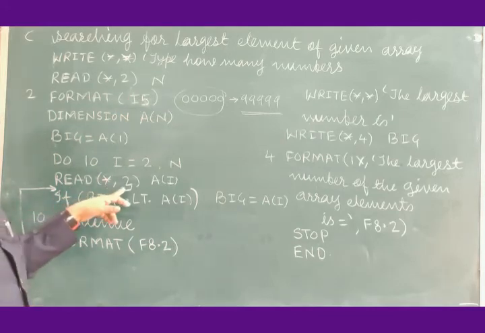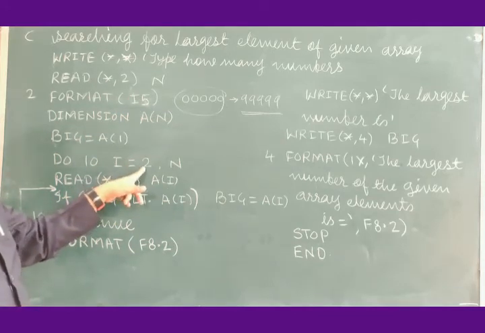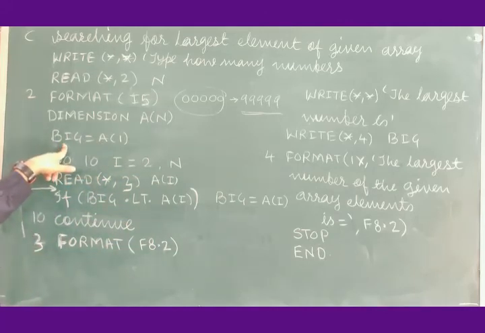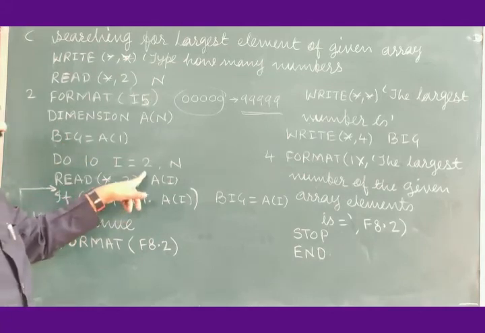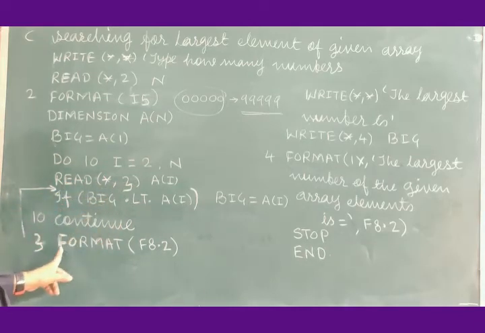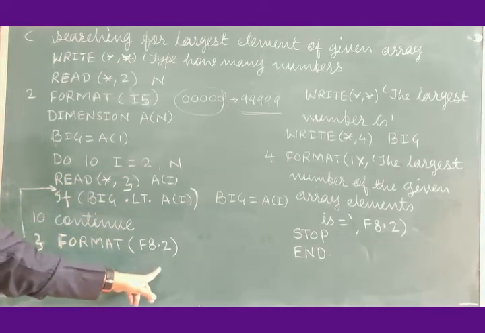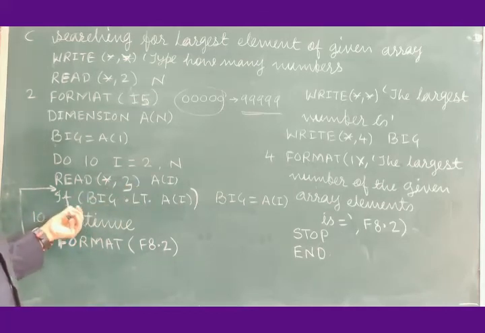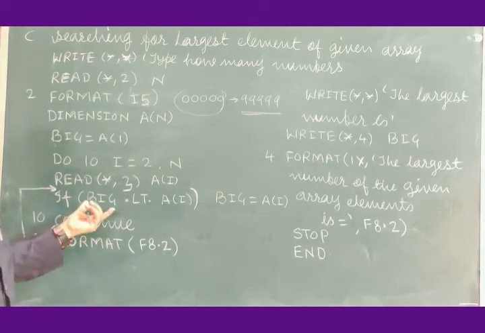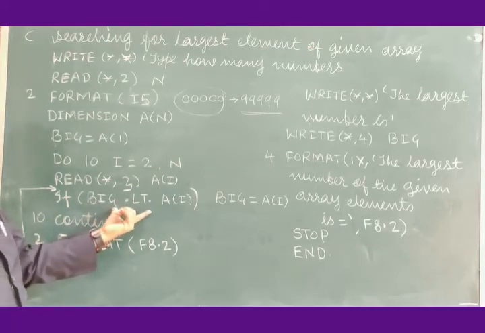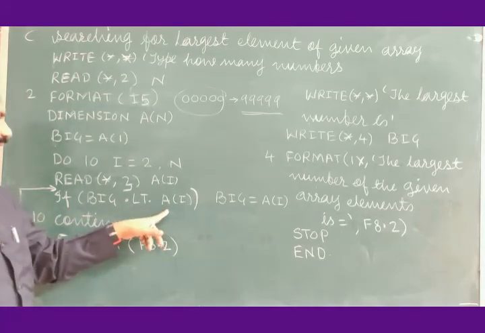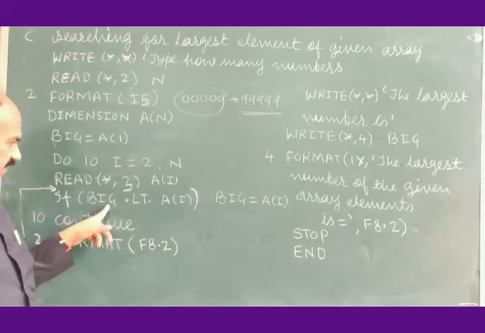Then read ai. What is the value of i? 2. So read a2. a1 is already read and supplied to the variable big. a2 is read here with this format. It is a real number in fractional form. Then the arithmetic logical if statement is used here. This is the logical condition: if big less than a of i, or ai. In this case, if a1 less than a2.